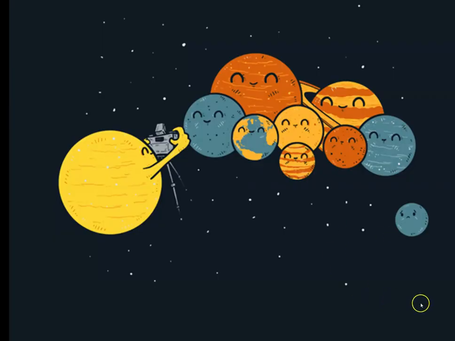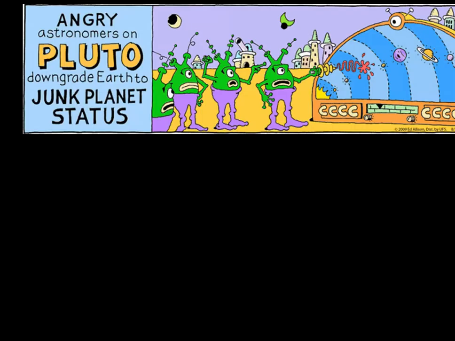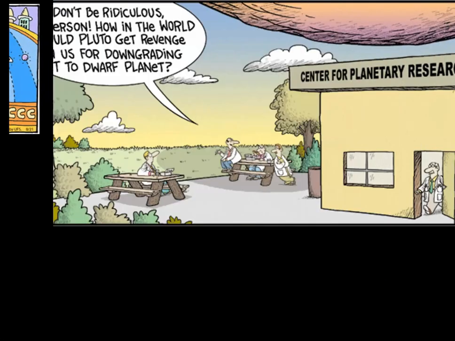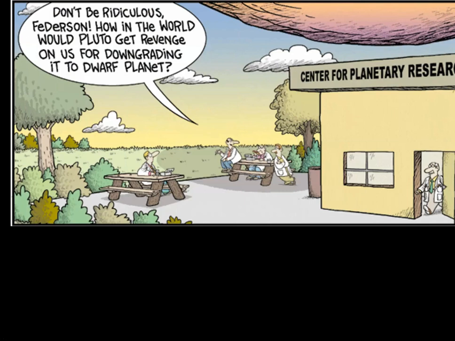Oh, this is a Nathan Pyle image. Angry astronomers on Pluto downgrade Earth to junk planet status. Do you think those are purple trousers or purple legs? Don't be ridiculous, Feddersen. How in the world would Pluto get revenge on us for downgrading it to dwarf planet? Well, remember, it wasn't a downgrade. This is actually the first time Pluto had an official designation.